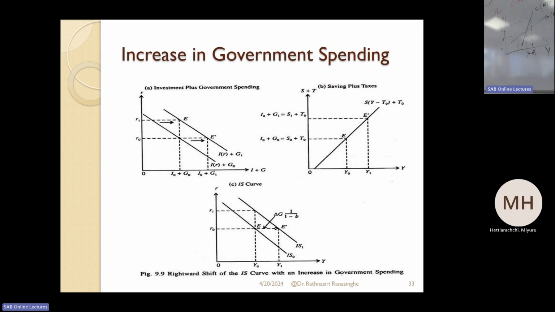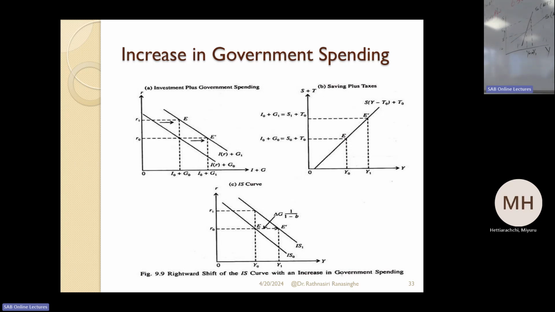So there is no change, but we see a shift in the IS curve. Right? So that way you can explain this relationship. If there is a rise in government expenditure, the IS curve shifts to the right. If there is a decline in government expenditure, the IS curve shifts to the left. Government expenditure is the fiscal policy variable. The fiscal policy mainly highlights expenditure policy and tax policy.